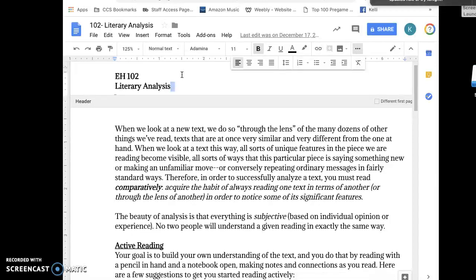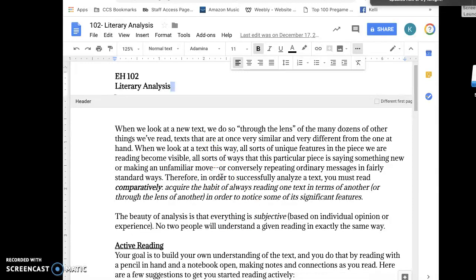So sometimes, without even really realizing it, we begin to make comparisons of text. How is this similar to something that I've read? Or it triggers some kind of emotion that we remember from a different text before. And so every time that we look at a text this way, all sorts of unique features in the piece that we're currently reading become visible. Ways that it says something new, or makes some kind of familiar or unfamiliar move, or repeats something that we've seen before. So, therefore, you have to learn to read comparatively.